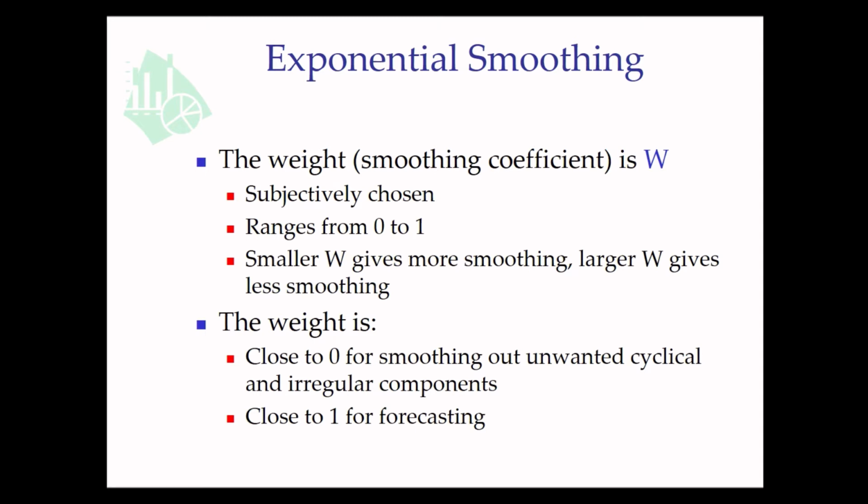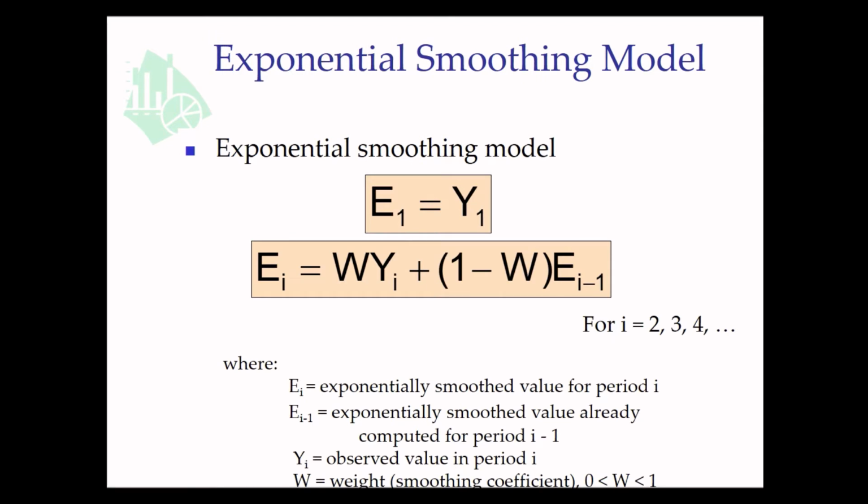The value is subjectively chosen, and ranges from 0 to 1. Smaller W gives more smoothing, and larger W gives less smoothing. The weight is close to 0 for smoothing out unwanted cyclical and irregular components, and close to 1 for forecasting purposes. Here is the formula.